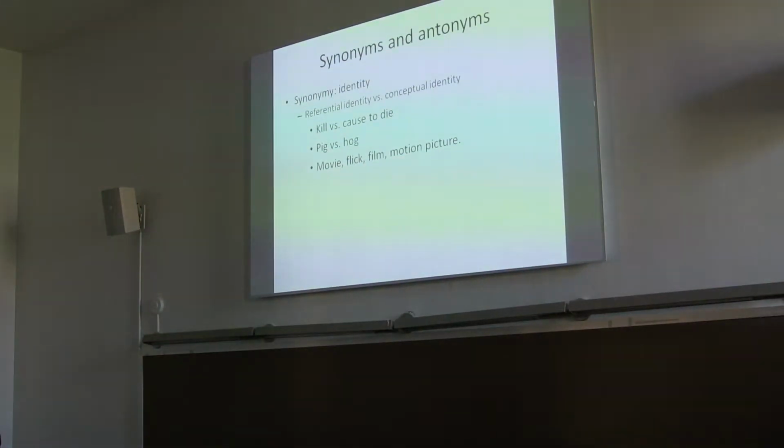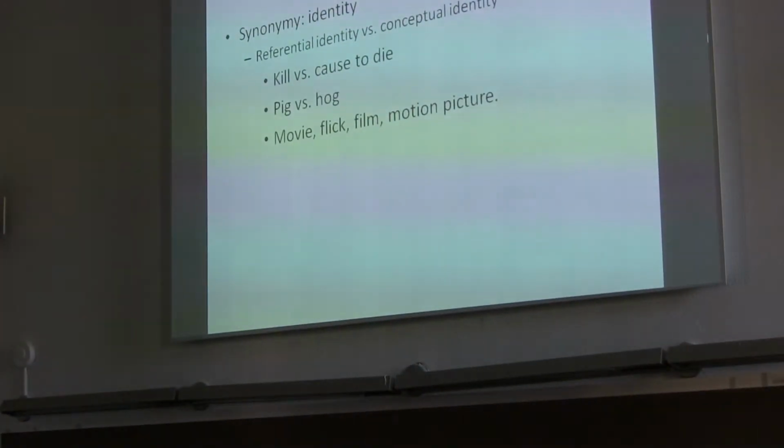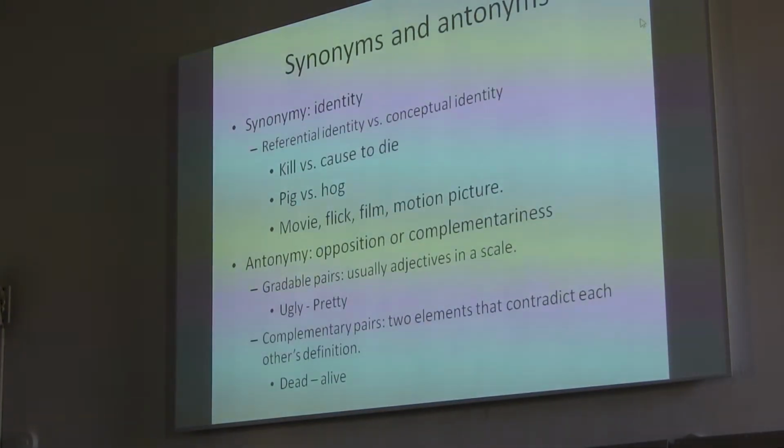Antonymy is, on the other hand, the relation between words that tells us about the opposition or complementariness between them. So you can have gradable pairs like this one here, ugly and pretty. You can have ugly and pretty, and you can have everything in between. I was thinking that there are plenty of things you can have in between: attractive, ugly, horrible, nasty, whatever you want to say.